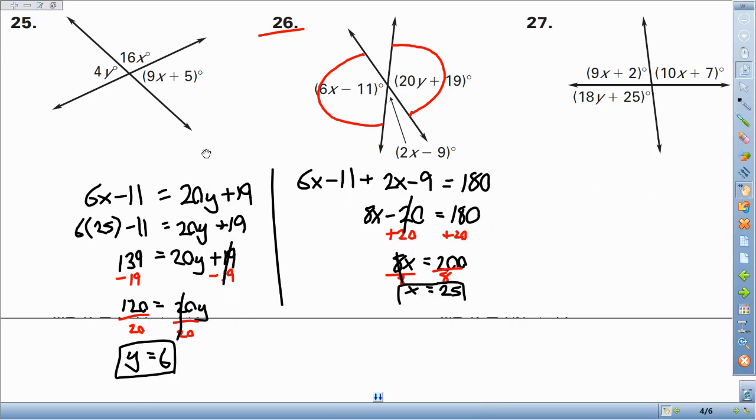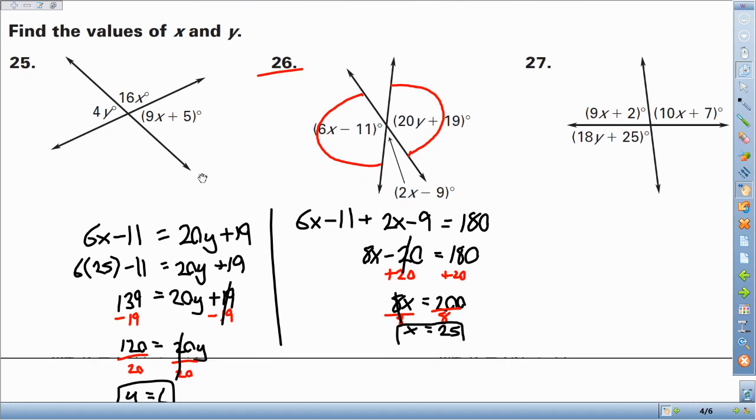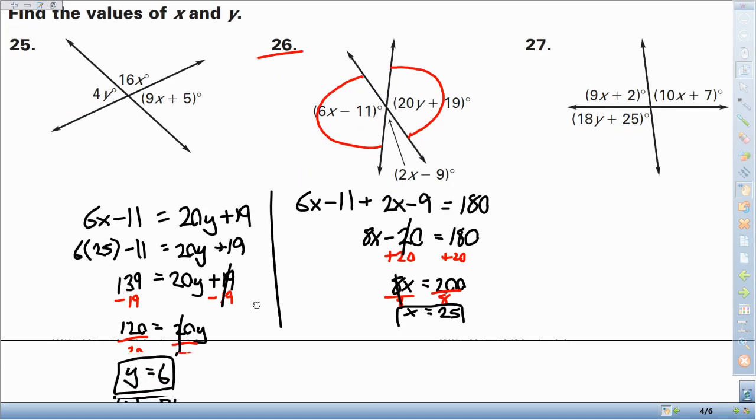I always skim back and when I find variables I think, is that all they asked me to do, is find x and y? Yeah, it is. Just look out, sometimes these problems want you to plug back in and actually find the measure of these angles. It's not happening on these.